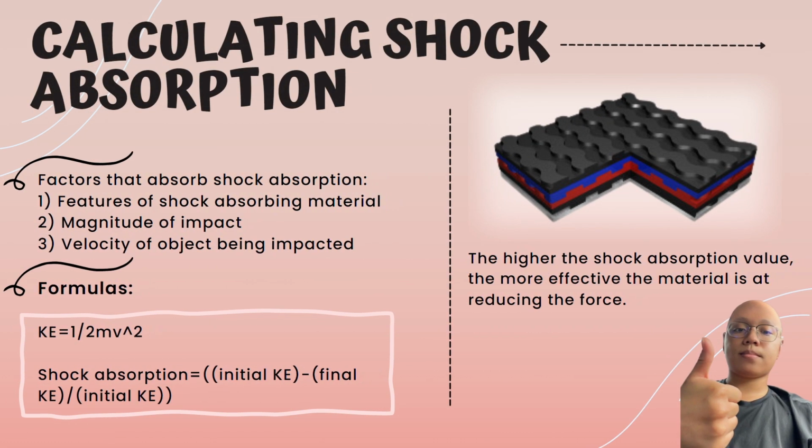When calculating the shock absorption, there are a few factors that we need to consider. First of all are the features of the shock absorbing material, the magnitude of impact, and also the velocity of the object being impacted. The formula that can be used is the kinetic energy, which is 1/2 multiplied by the mass and the velocity squared. The shock absorption can be calculated by the difference between the initial kinetic energy and the final kinetic energy, divided by the initial kinetic energy. The higher the absorption value, the more effective the material is at reducing the force.